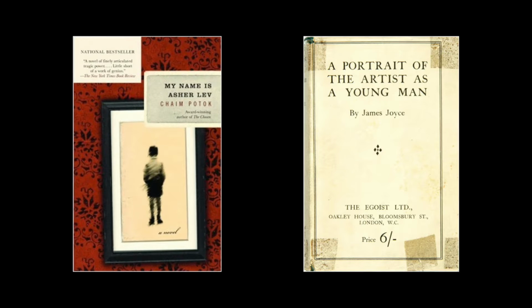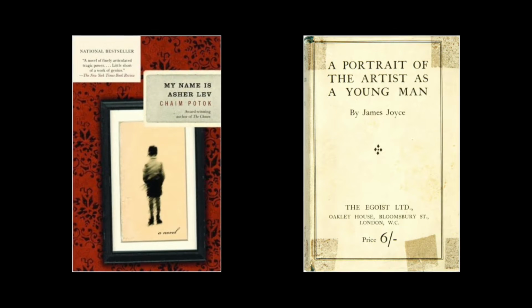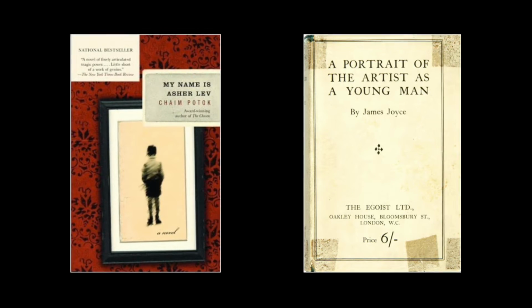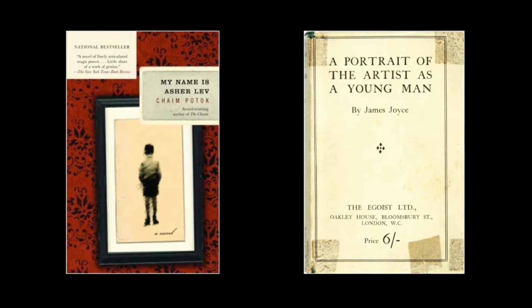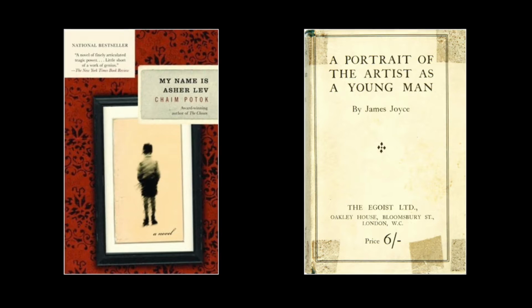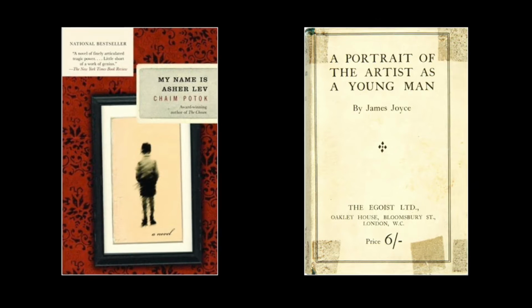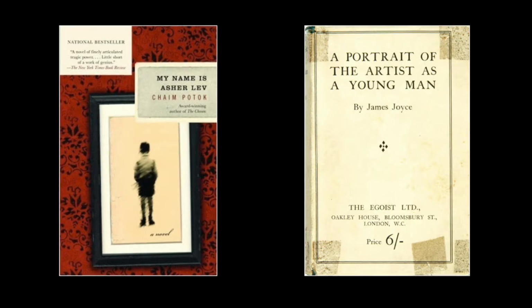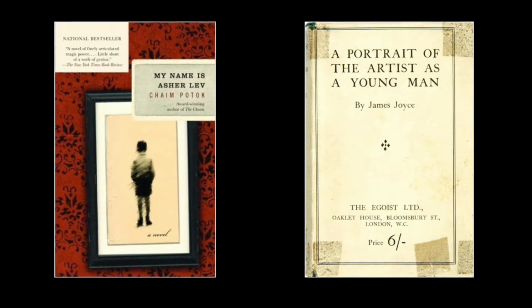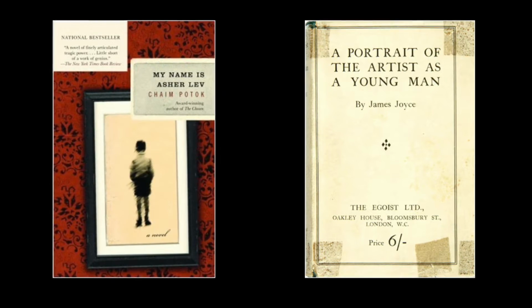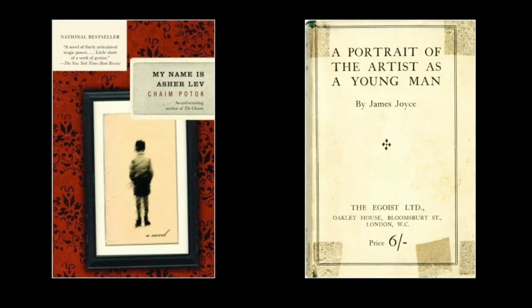All right, enough. Let's get down to it. On the left is the novel My Name is Asher Lev by Chaim Potok, and on the right, A Portrait of the Artist as a Young Man by Joyce. Both of these novels are about young artists as they struggle against and with their religion and culture. Asher Lev, an observant Hasidic Jew struggling against a culture deeply suspicious of art, the secular world and representation, and Stephen Daedalus, an Irish Catholic struggling against his Catholic faith and Irish national identity.